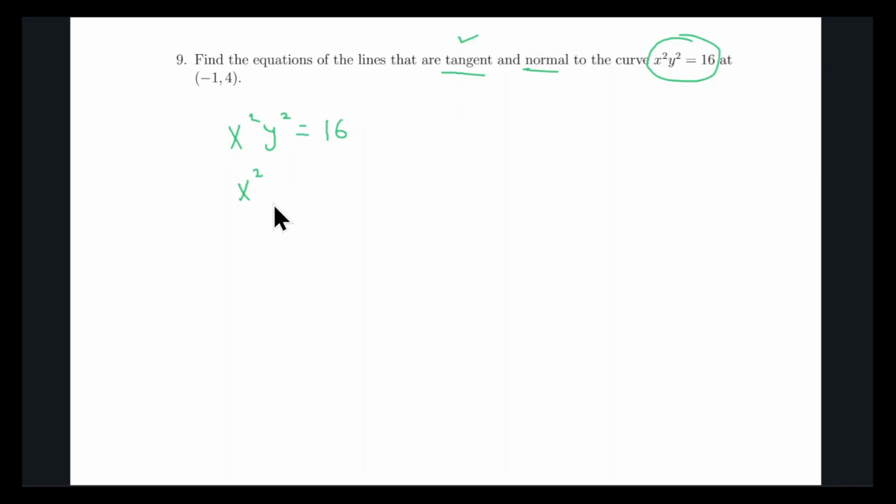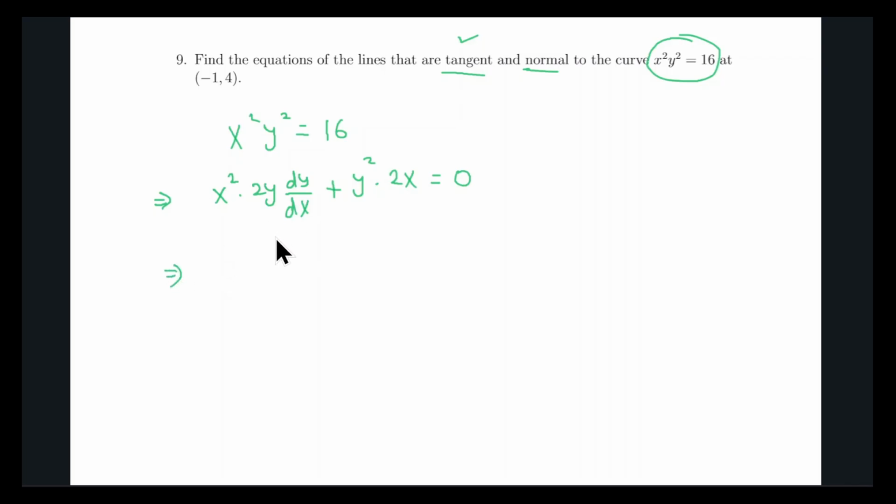Honestly, I'll just do it with the product rule because I think the other method might confuse you. So product rule would mean that x squared remains as it is. Derivative of y squared, again, I already explained this earlier, it's 2y dy over dx. And then y squared remains as it is, and the derivative of x squared is just 2x. And that is equal to 0.